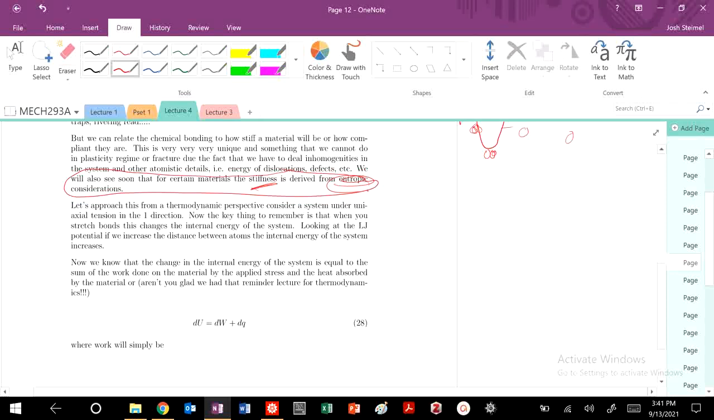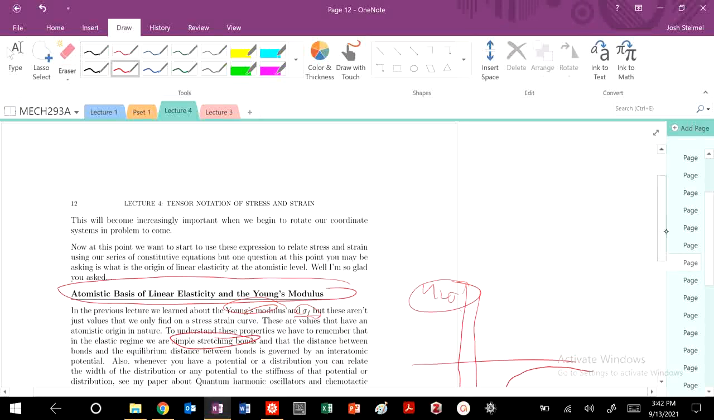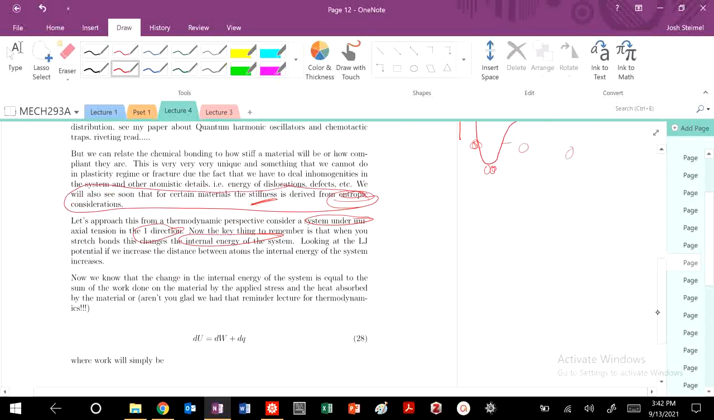Let's calculate this from a thermodynamic perspective. Let's look at a system under uniaxial tension in the one direction, and calculate the internal energy of our system. On the next page, we go from state 1, our equilibrium position, to state 2, where we're displacing our atoms. Going from state 1 to state 2 is energetically unfavorable because we're increasing the energy of our system. But let's calculate this change and, most importantly, see whether we can derive an expression that gives us our Young's modulus, or stiffness of the material.